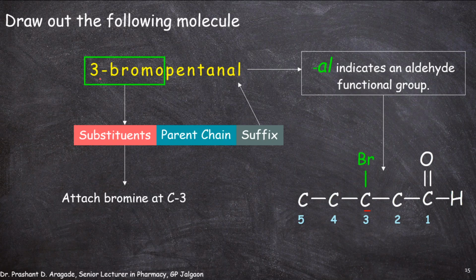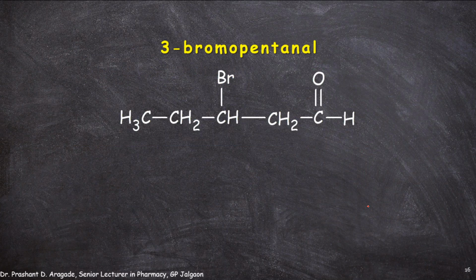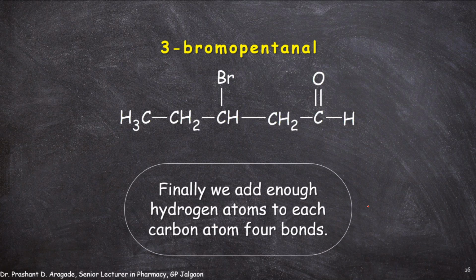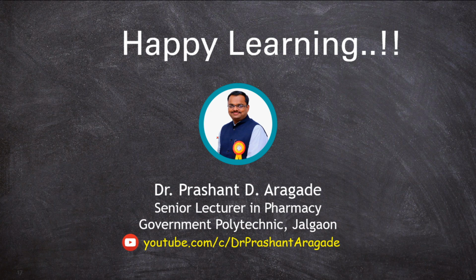Once you have done all with the name, then you have to supply the hydrogen atoms to each carbon atom to satisfy its octet. That is, carbon only has 4 bonds. So you have to add enough hydrogen atoms to each carbon atom to make 4 bonds. So this is all about the IUPAC naming for the aldehydes.